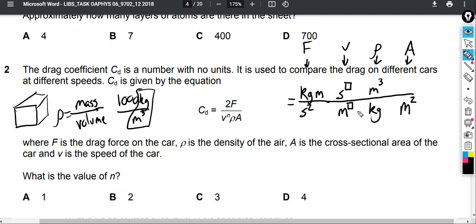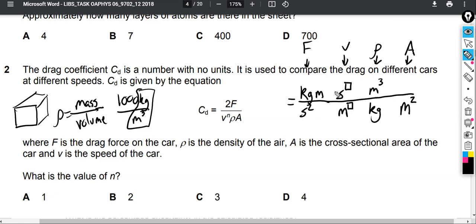Awful. Kilograms are going to cancel. These meters are going to cancel. So we're left with a meter up here. Oh, no. We got meters to the 4th power. This meter and these, so we got meters to the 4th. So 2 of them will cancel. So we have meters squared up here. And then we have seconds squared down here.